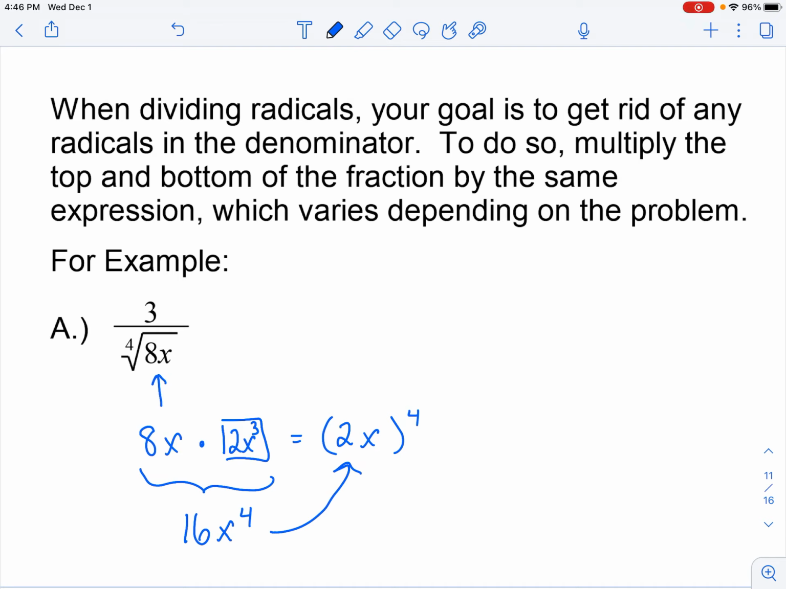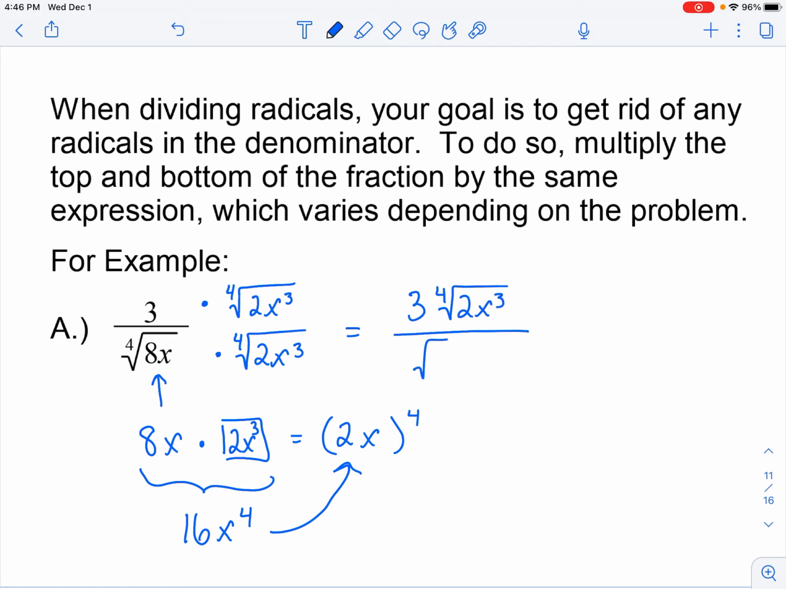So I want to multiply by what's in the box. I'm going to multiply by the fourth root of 2x cubed. So up top, I'm going to have 3 times the fourth root of 2x cubed. And in the denominator, I'm going to multiply the radicands together. So 8 times 2 is going to give me 16, and x times x cubed is going to give me x to the fourth. And that's a perfect power of 4 on the inside of that denominator radical.